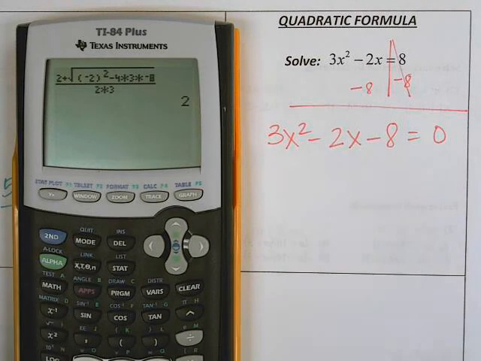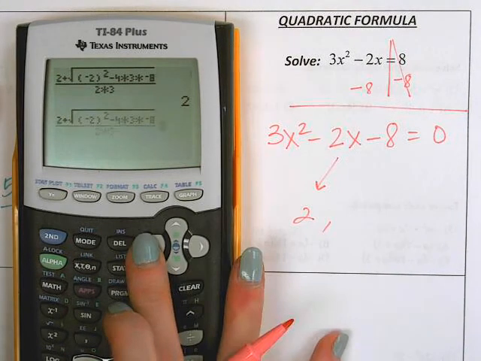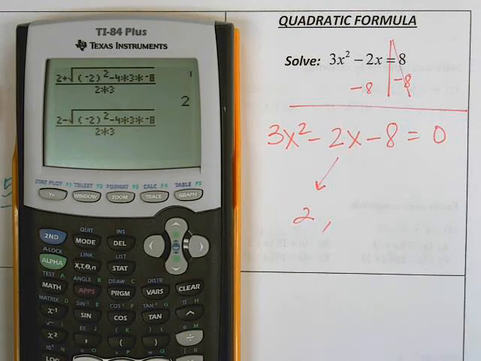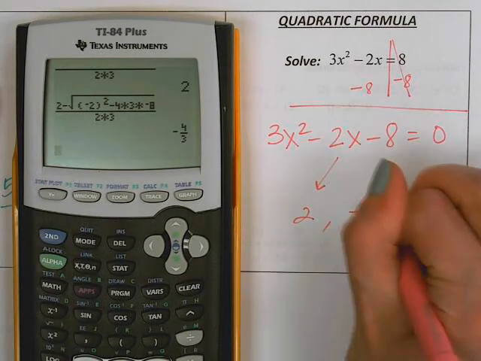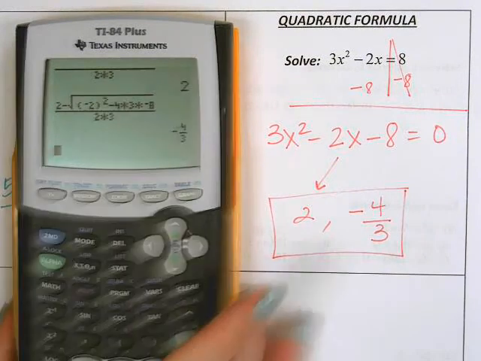Okay, first answer is 2. Second answer, if you turn the plus into a subtract, is negative 4/3. And you can leave it as a decimal or a fraction.